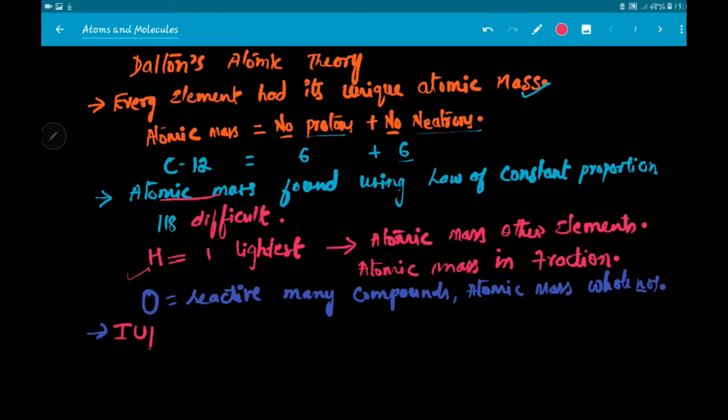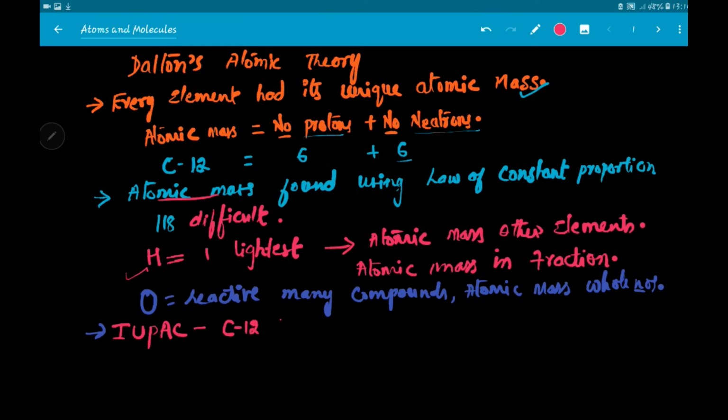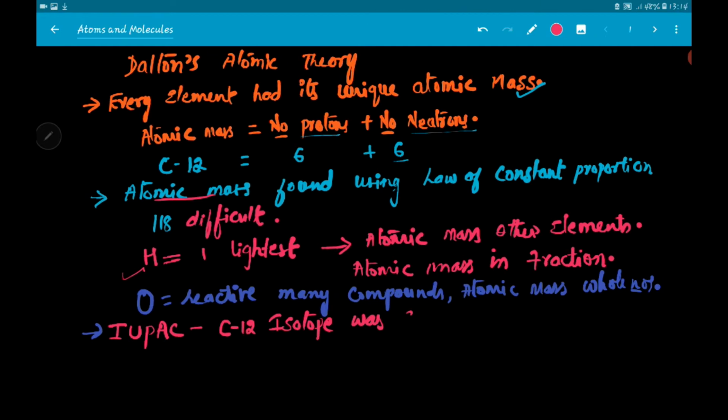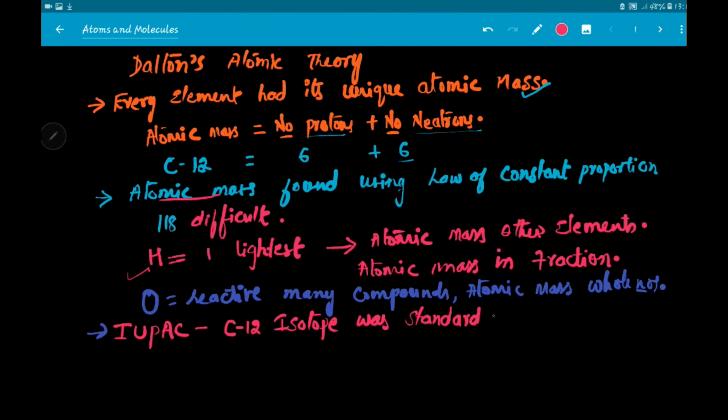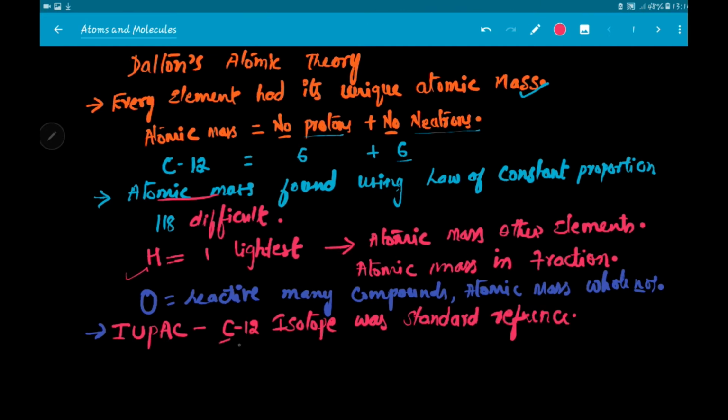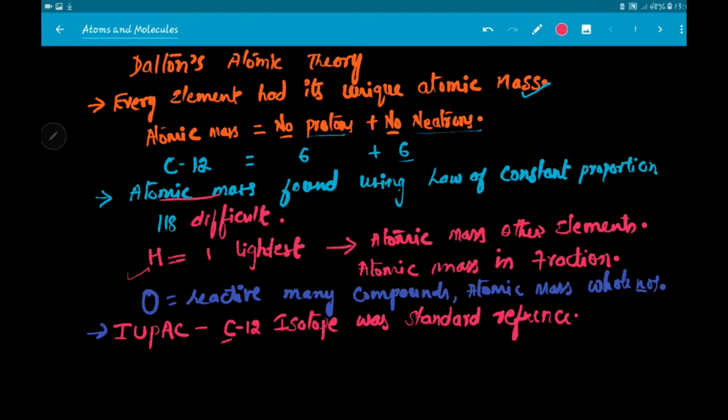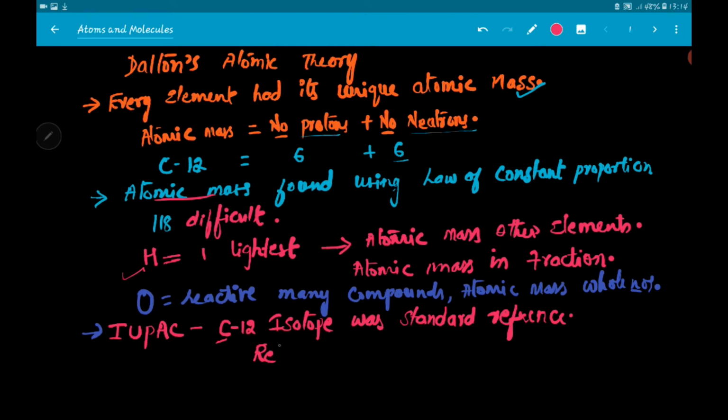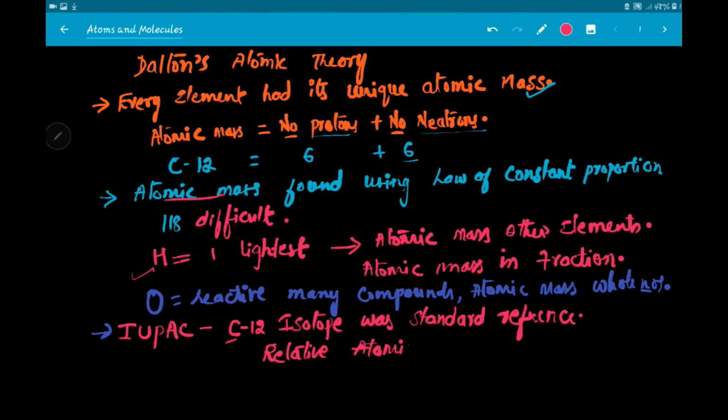As per IUPAC, that is the International Union of Pure and Applied Chemistry, the carbon-12 isotope was used as the standard reference. With the discovery of heavy elements, and with the abundance of this carbon-12 isotope, it was chosen as the standard, and with reference to this, the atomic masses of other elements were determined. Therefore we call that relative atomic mass.